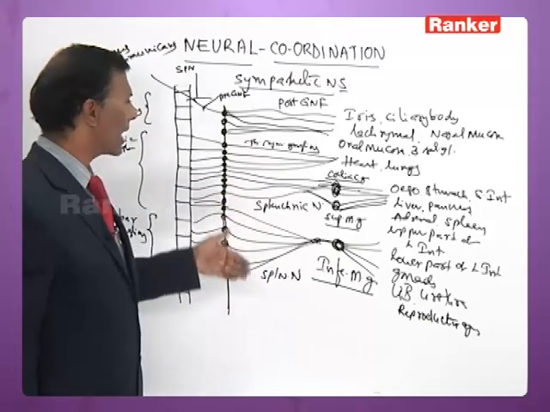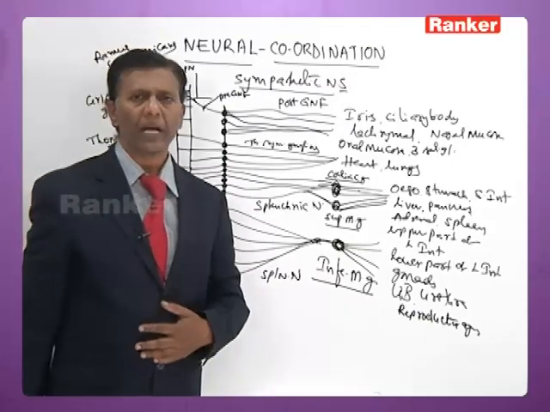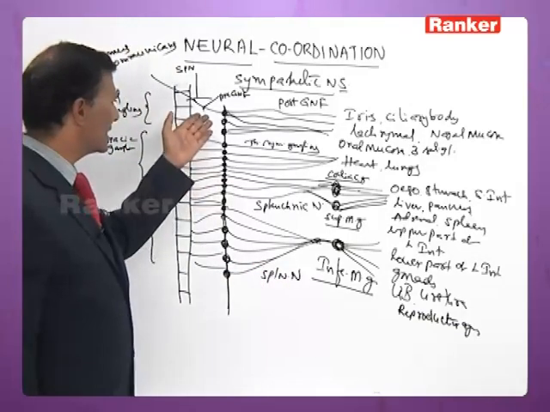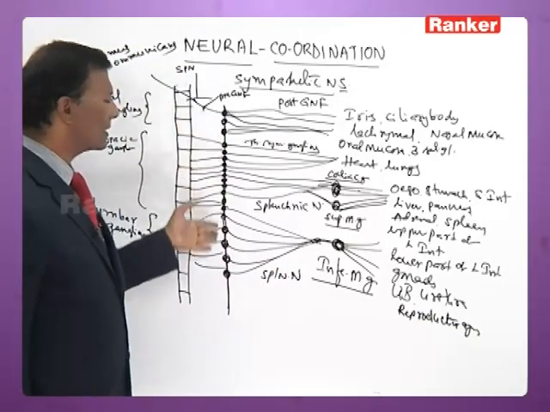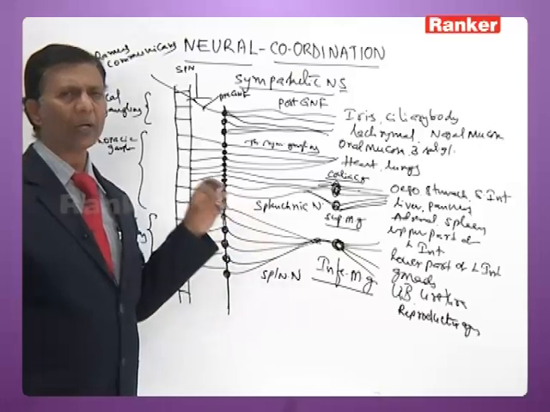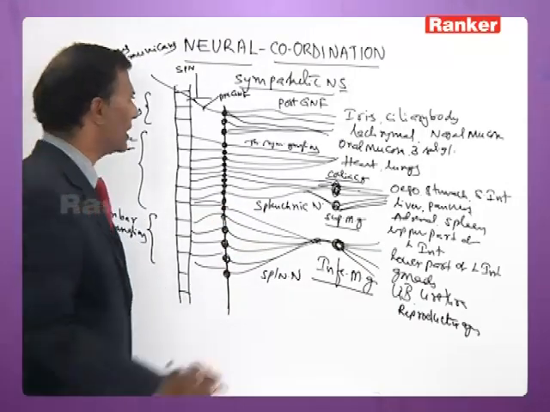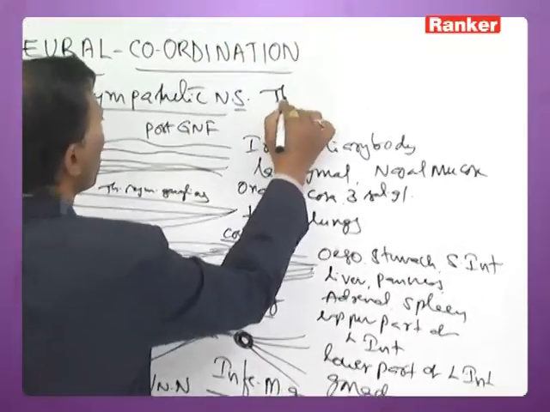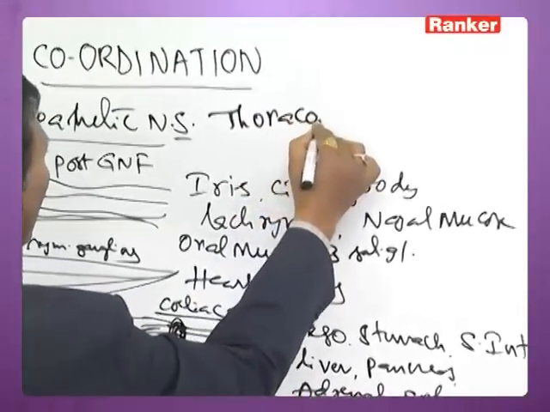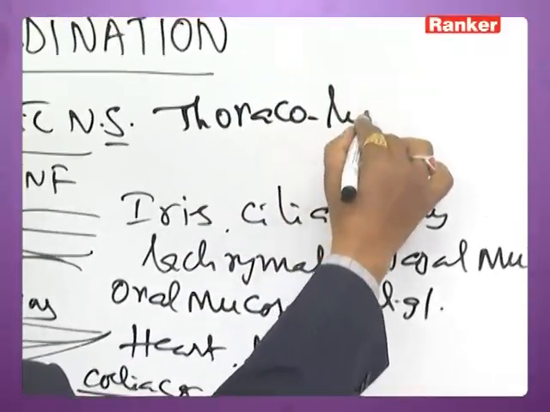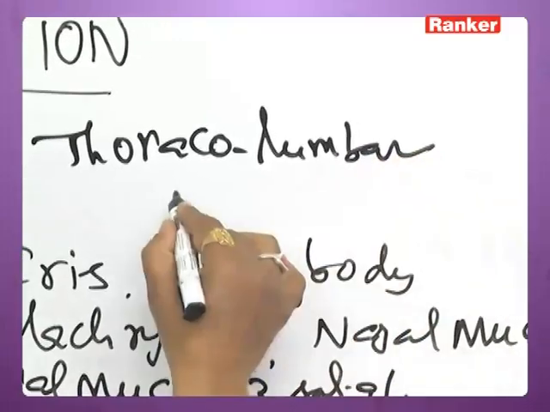Okay, like that you have the organization of sympathetic system. In the sympathetic system, you can notice in the diagram here now, most of the ganglions are scattered only in the thoracic region and lumbar region. That's why sympathetic system is also called thoracolumbar outflow. Thoracolumbar outflow.